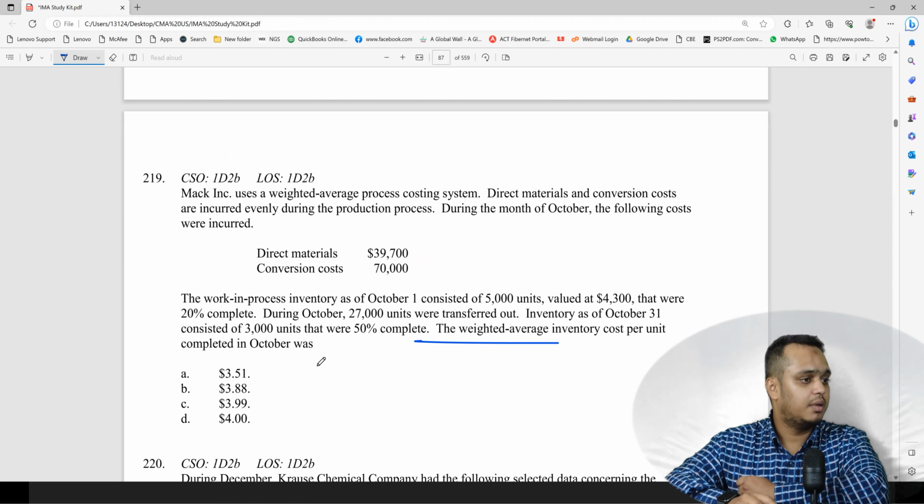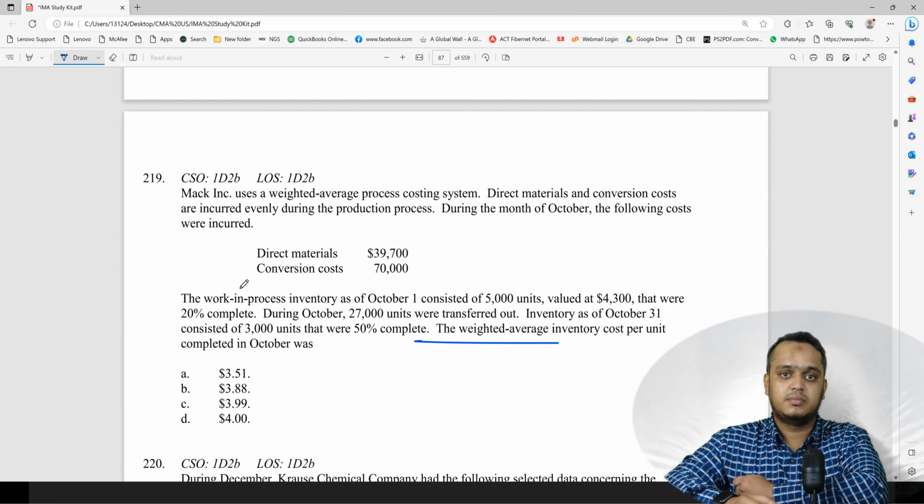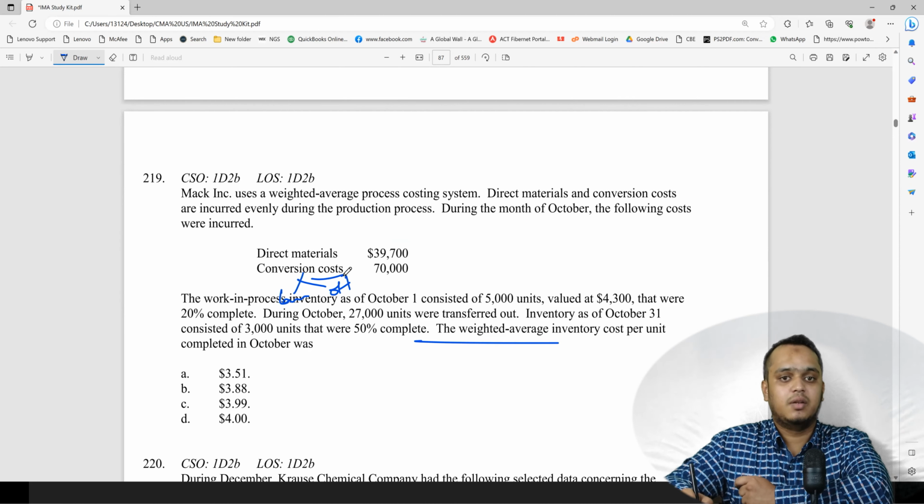Where is my calculator? No, I'll use my phone only now. Mark Incorporation uses a weighted average process costing system. Direct materials and conversion cost are incurred evenly throughout the process. During the month of October, the following costs were incurred: direct material, conversion cost. Conversion cost is nothing but labor and overhead. Both put together is called conversion cost. There is no new topic here, no new concept here. It's direct materials and conversion cost.